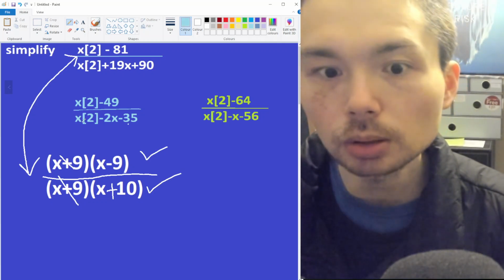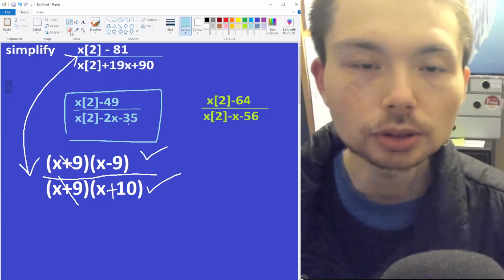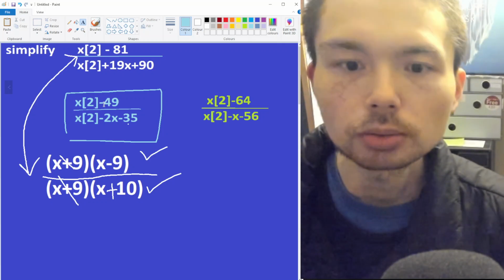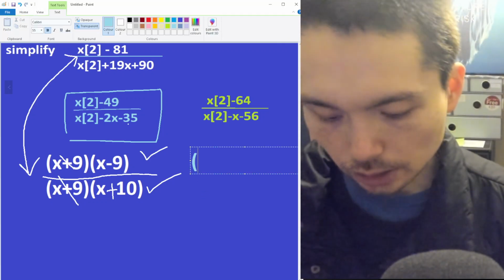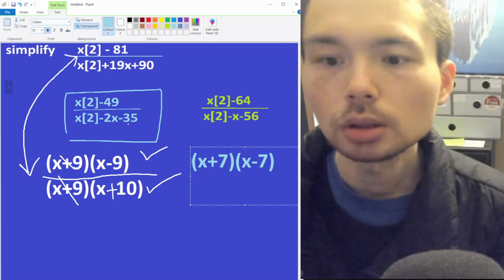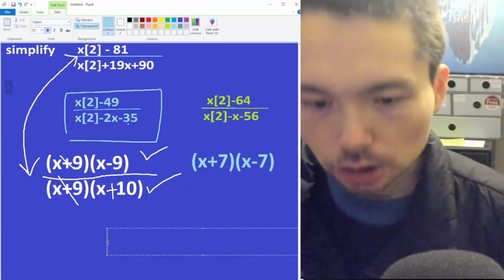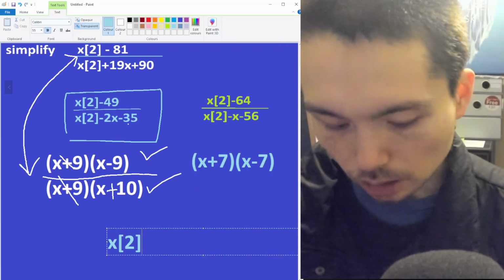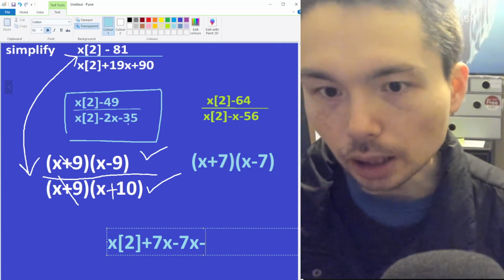Let's do the same thing with the blue one. Difference of two squares again. If we look at the top, 49 is 7 times 7, so we can write it like x plus 7, x minus 7. If you're not sure about this numerator, we can quickly expand just to check. So we have x squared plus 7x minus 7x minus 49.